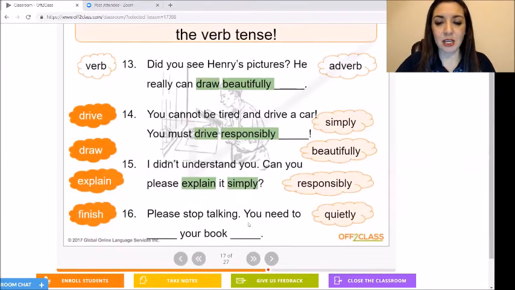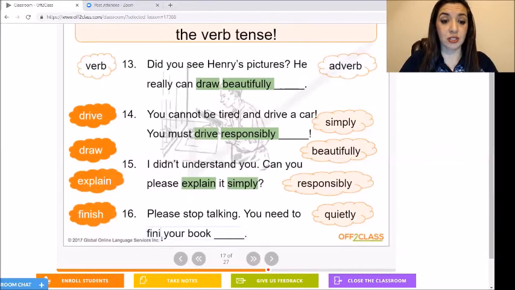16. Please stop talking. You need to blank your book blank. You need to finish is the verb. You need to finish your book.